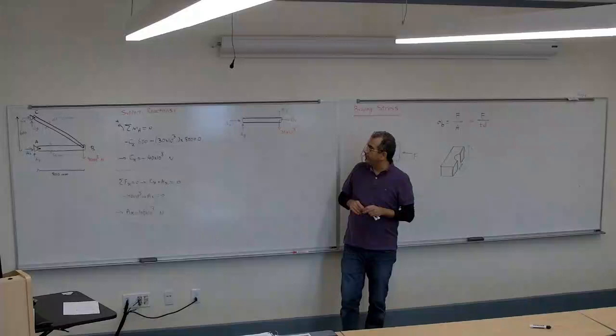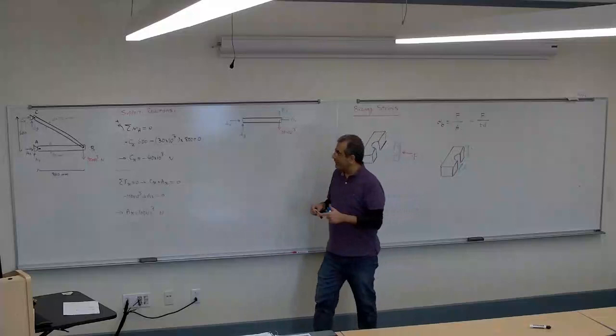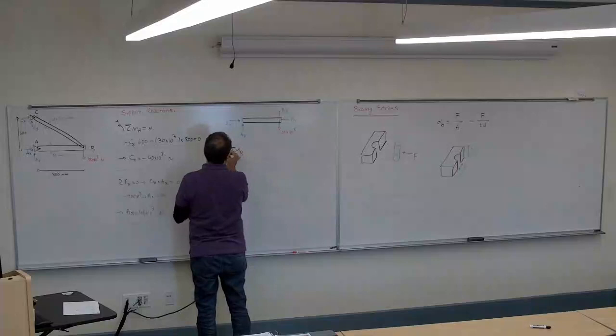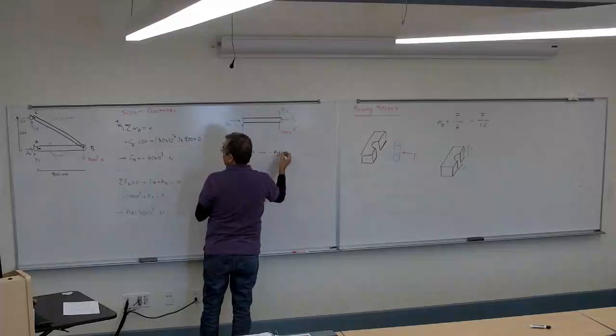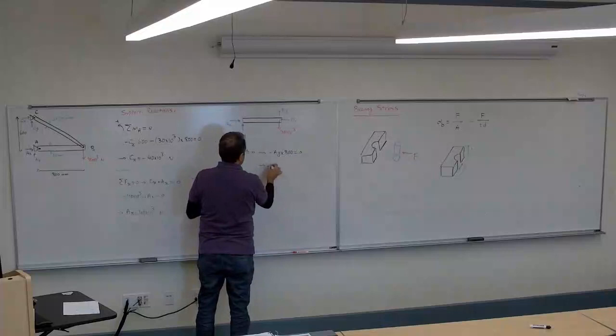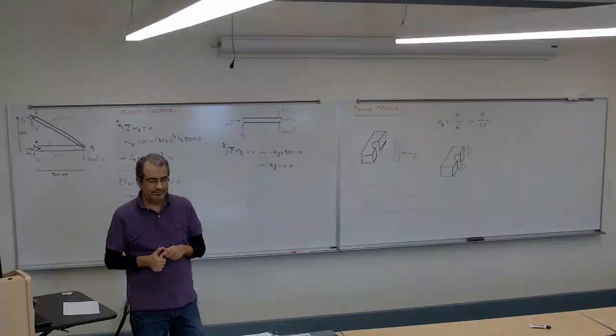Now, how can I solve it? The moment about B. If I write the sigma M about B, what would it give to me? For M about B. How much is there, AY? Is it right?